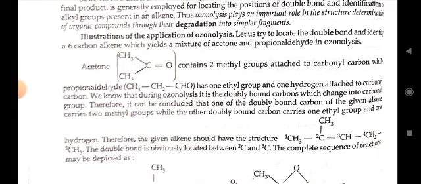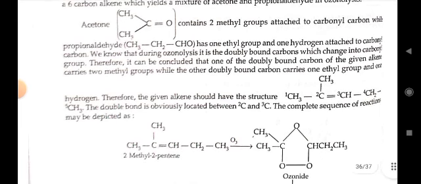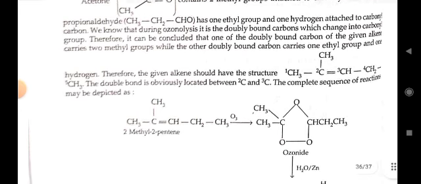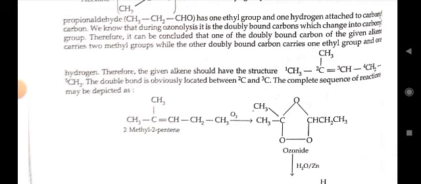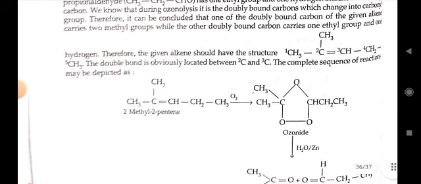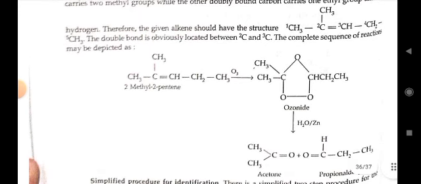Let us try to locate the double bond and identify a 6 carbon alkene which yields a mixture of acetone and propanal aldehyde. In ozonolysis, acetone contains 2 methyl groups attached to the carbonyl carbon, while propanal has one ethyl group and one hydrogen attached to the carbonyl carbon. We know that during ozonolysis, it is the doubly bound carbons which change into carbonyl groups. Therefore, it can be concluded that one of the doubly bound carbons of the given alkene carries 2 methyl groups, while the other doubly bound carbon carries one ethyl group and one hydrogen. Therefore, the given alkene should have this structure.